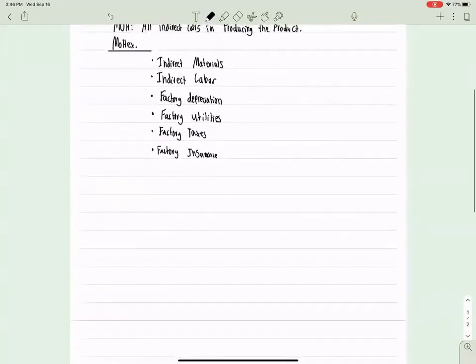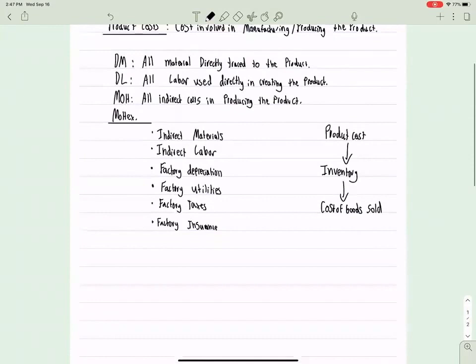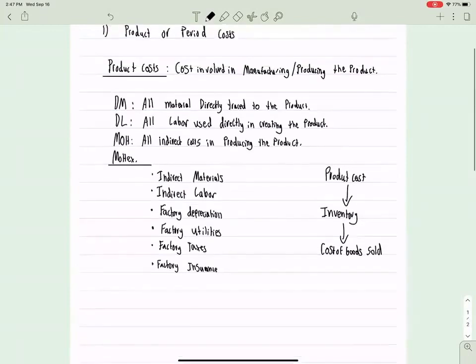So why are product costs important? They lead to the value of your inventory, all right? And then afterwards, when you sell it, it goes to your cost of goods sold. That's why product costs are important. We need to know how much our inventory is, so when we sell it, we can account for it properly, okay? I'll give everyone a chance to write this down.